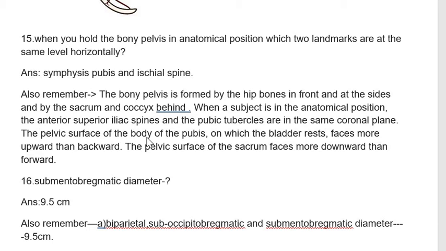Question number 15. When you hold the bony pelvis in anatomical position, which two landmarks are at the same level horizontally? You should know that the pelvis is tilted forwards, and the symphysis pubis and the ischial spines are going to lie at the same level in the horizontal plane when we are adopting the normal anatomical position.